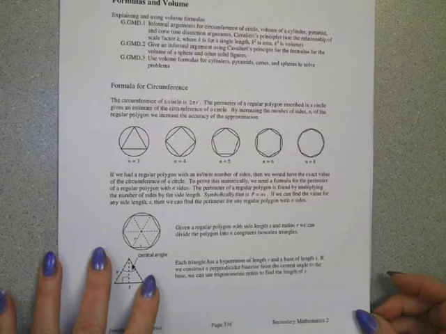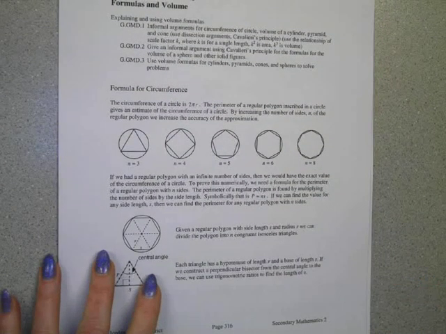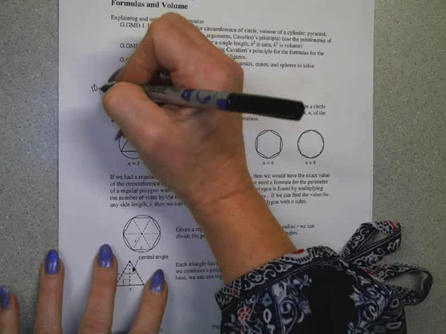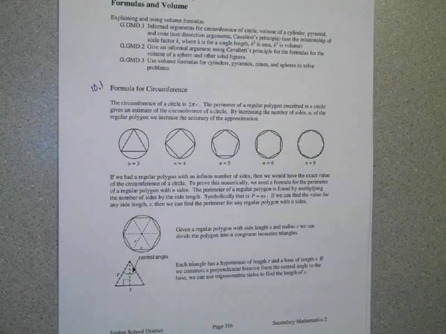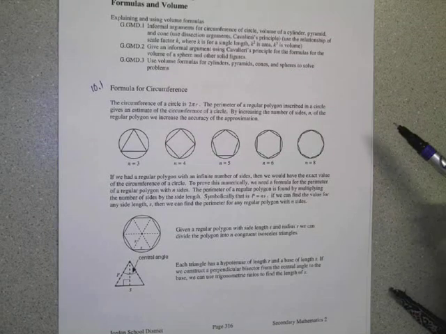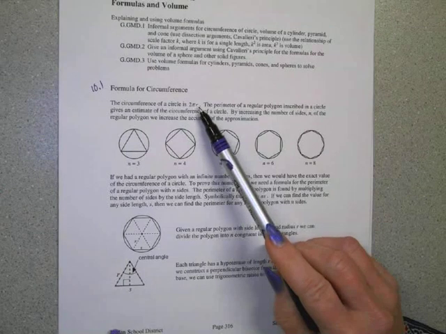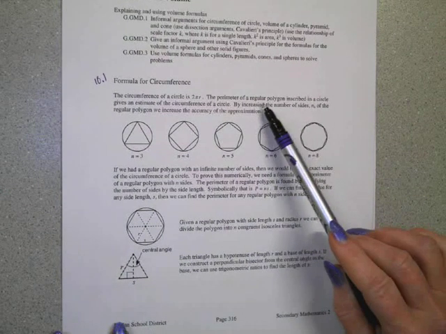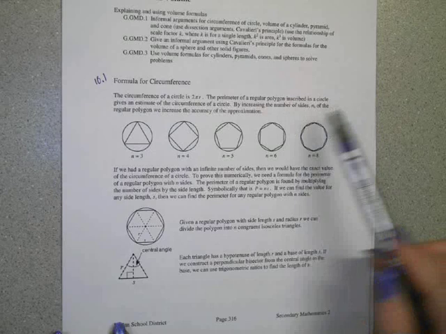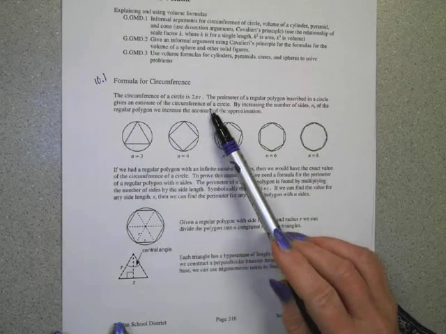So this is on page 316, and it's finding the formula for the circumference. Now, in our last unit, in Unit 10, we know that the formula for the circumference is 2 times pi times the radius. And so what they're going to show us is a way that we could think about how to derive that formula. So that's how it starts. It says the circumference of the circle is 2 pi r, and the perimeter of a regular polygon inscribed in a circle gives an estimate of the circumference of a circle.